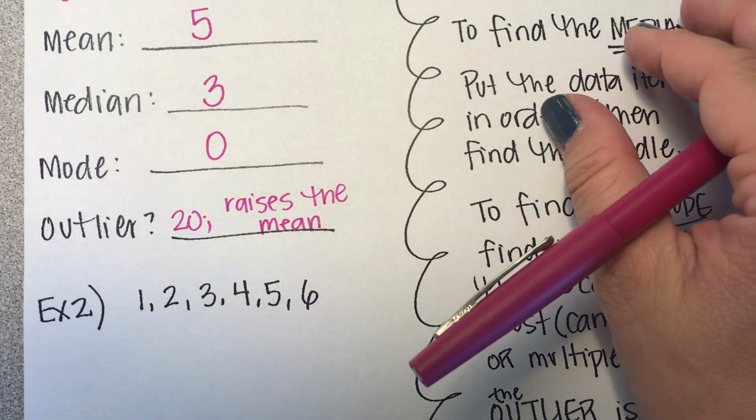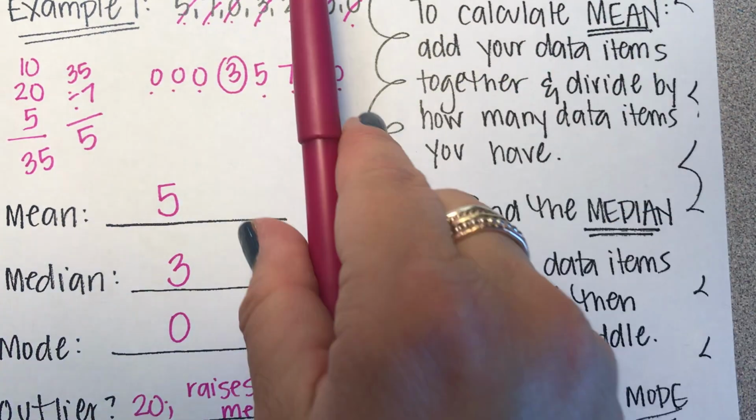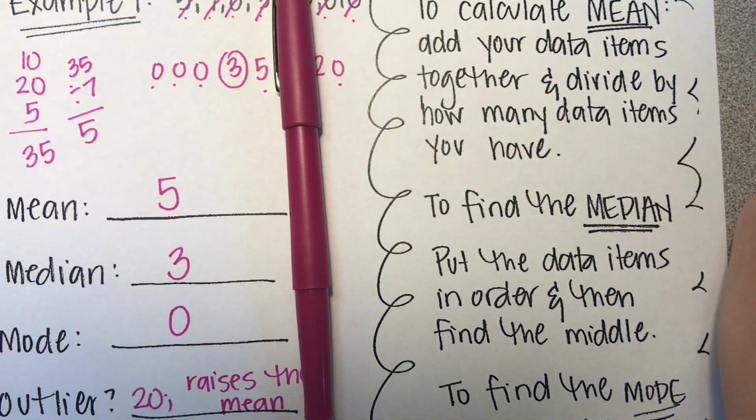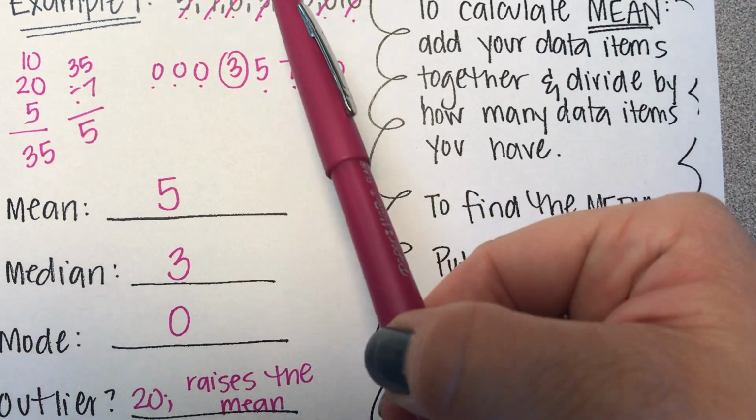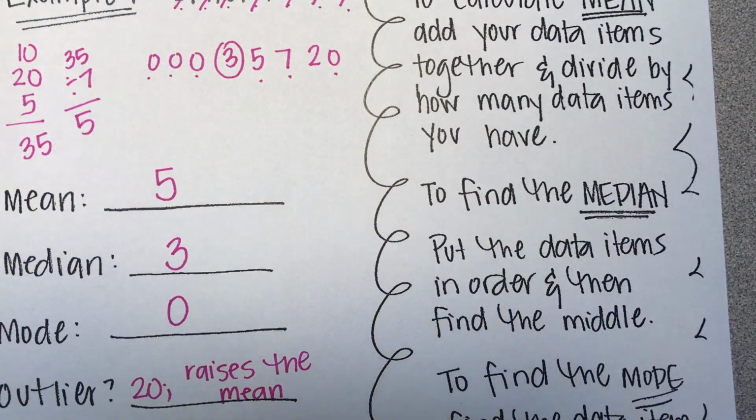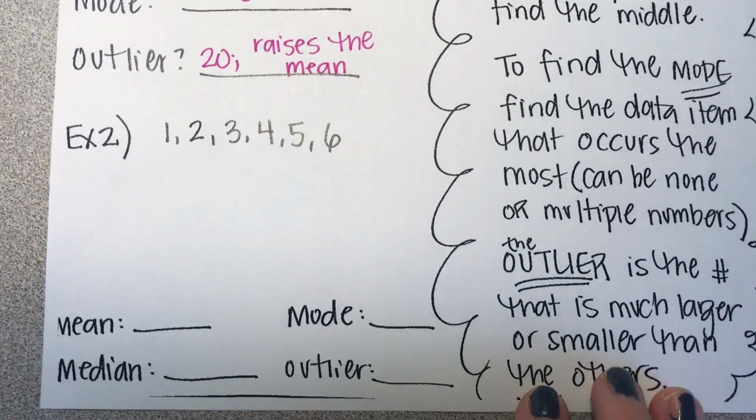Okay, without this person who said 20, right, is our average really close to 5 books? Look at how many people said 0. No, right? This number raised our average by a lot. Okay, it made it seem a lot bigger. Let's look at example number 2.